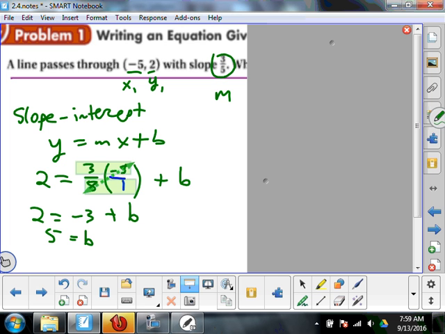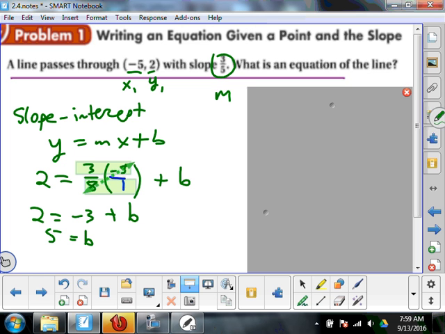Okay. So the directions asked us to write the equation of the line, right? Have we written the equation of the line? Not yet. That's a big point. We haven't written the equation of a line yet. All we've done is found the y-intercept. So there's still one more step left to do. So our answer is this.